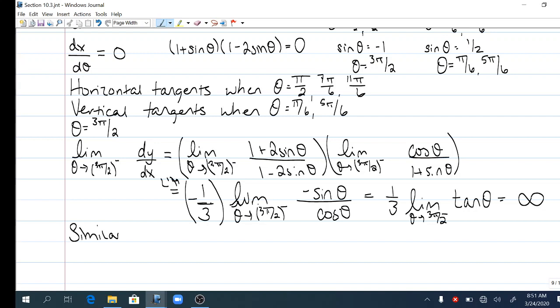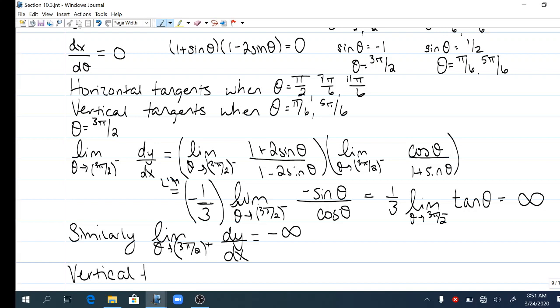Similarly, you can show that the limit as theta approaches 3 pi over 2 from the right of dy dx will equal negative infinity. Therefore, we have a vertical tangent at 3 pi over 2.